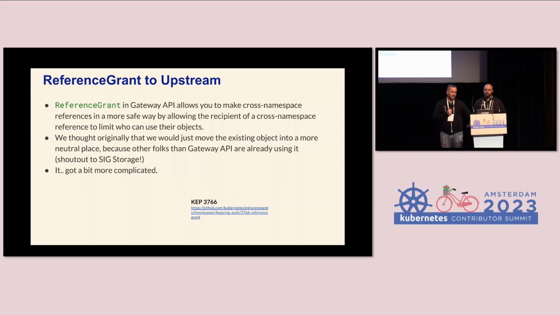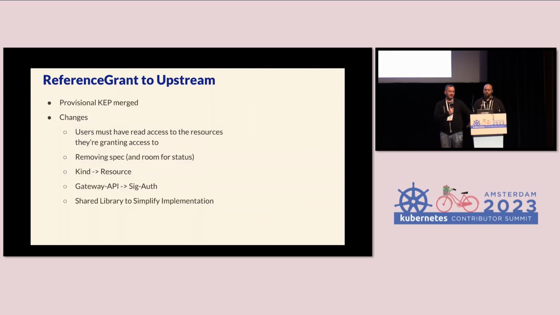And so there's a bunch of changes that we're looking at doing upstream, like making sure that you have read access to the things that you're granting access to. Seems like a no-brainer, right? But it's actually a bit tricky. Also removing spec, and making sure we have a shared library to simplify implementations for people, all this sort of stuff. Because this is going to be in core as opposed to a CRD, it's a slightly different story.